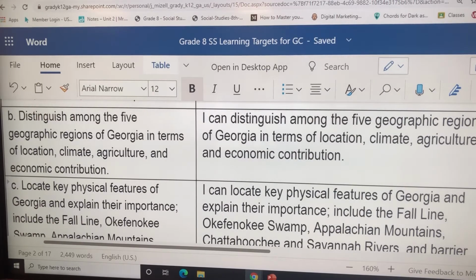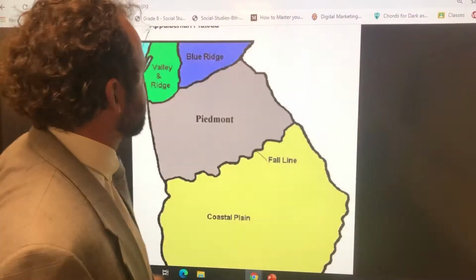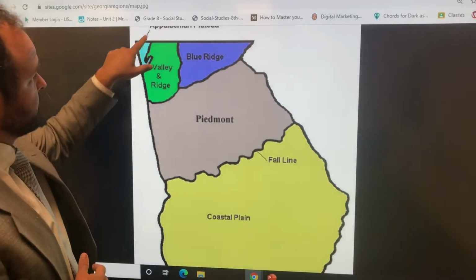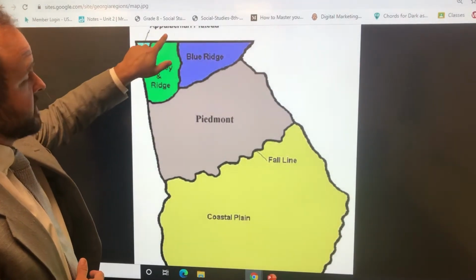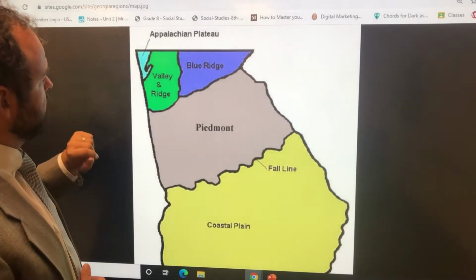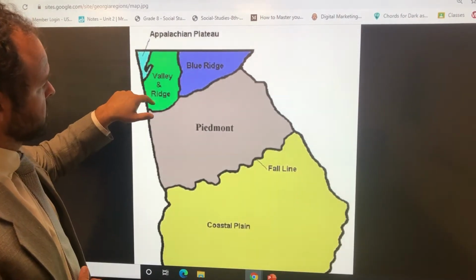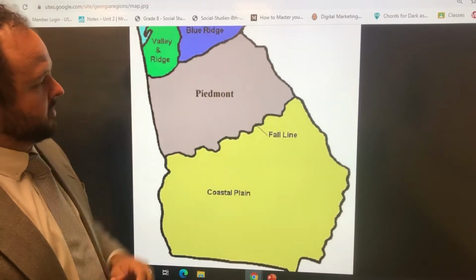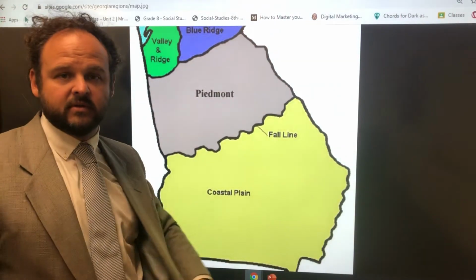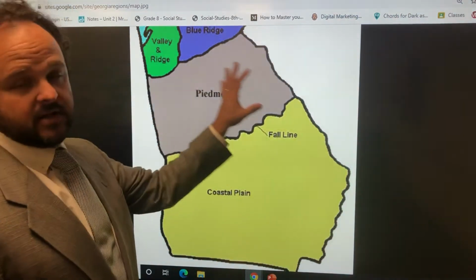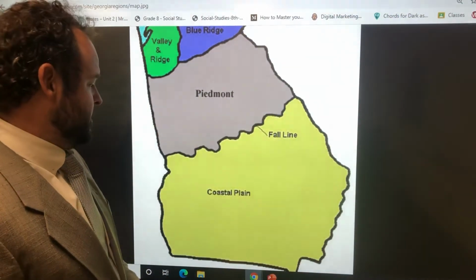So let's start with the 5 regions, and we'll look at this map. This is a very simplistic map of the state of Georgia. Up top it says the Appalachian Plateau, and it's just this little tiny corner. And then you've got the Valley and the Ridge, the Blue Ridge, the Piedmont. It's extremely important because that's where most of the population of Georgia lives, in the cities in the Piedmont, especially in the city of Atlanta.